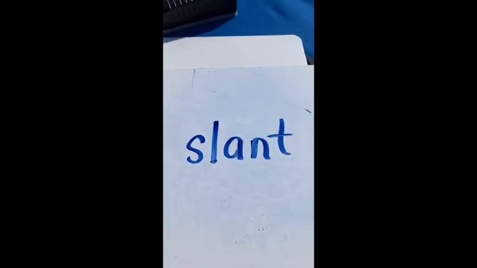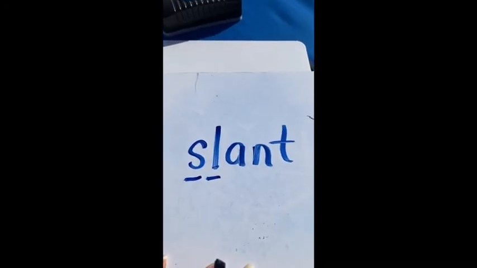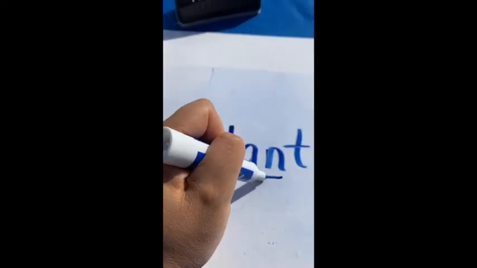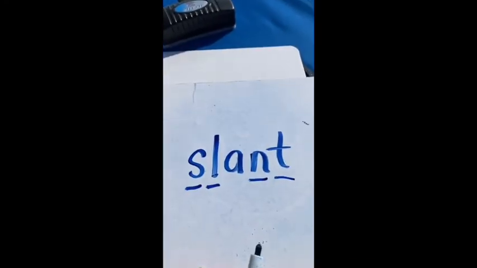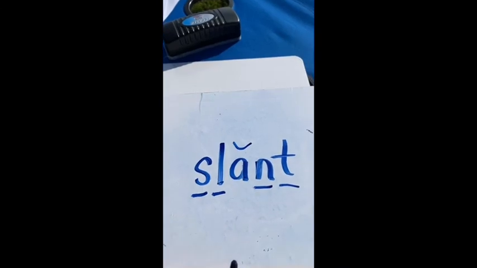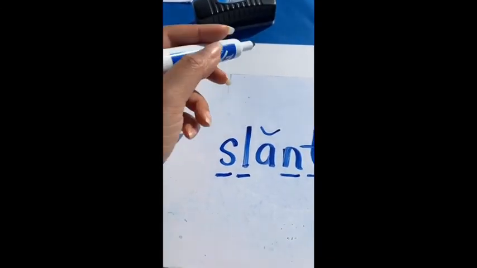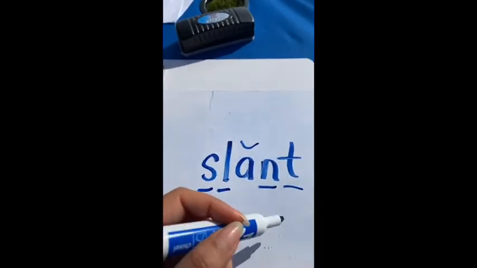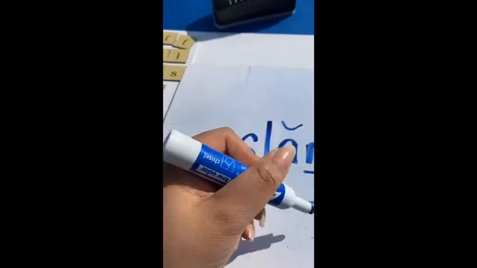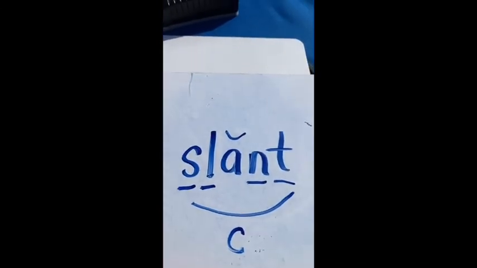I noticed that slant has a blend at the beginning with SL and a blend at the end with NT. I also noticed that it has a short vowel sound with an A. So because it's a short vowel sound and it's followed by 2 consonants, I also know that this is a closed syllable. Regular schmegular closed syllable.